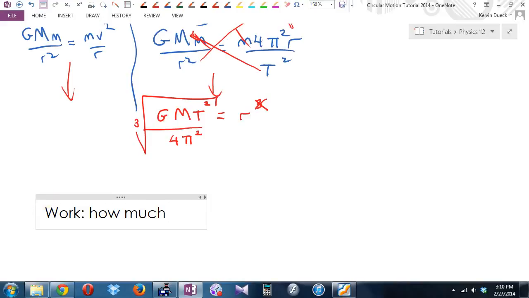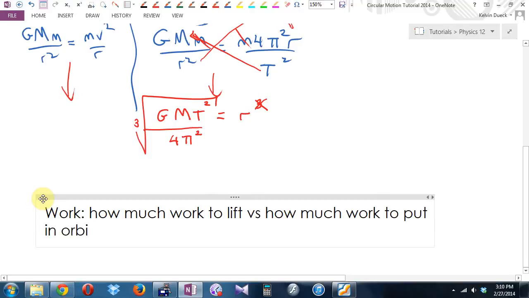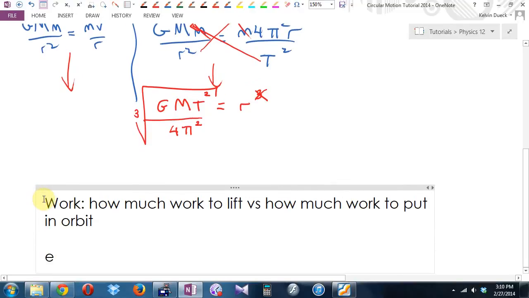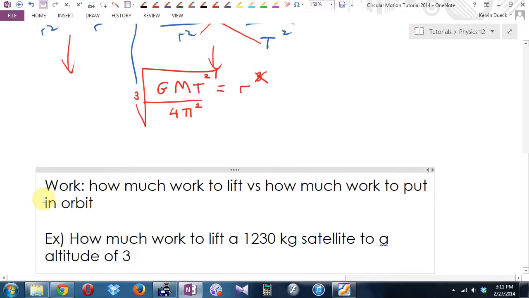Yeah. How much work to lift versus how much work to put in orbit. So let's do an example. How much work to lift a 1230 kilogram satellite to an altitude of 3.3 times 10 to the 6th meters? How much work?